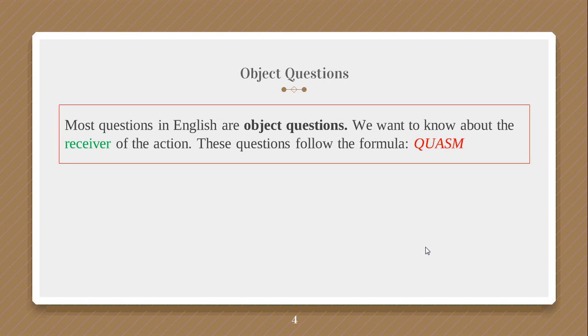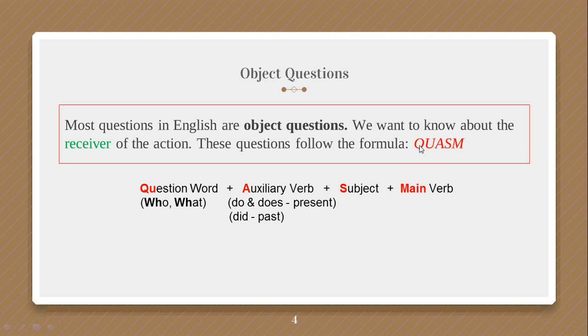Object questions. Most of the questions in English are object questions, so we want to know about the receiver of the action. These questions follow a formula: QUASM. What is that? Question word first, who or what, then the auxiliary verb, which is do or does in the present or did in the past, plus the subject or pronoun, and the main verb without conjugation.